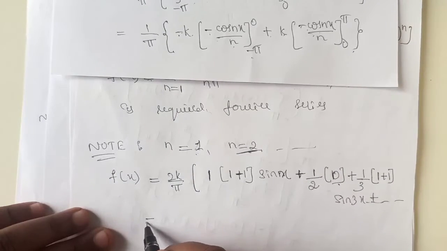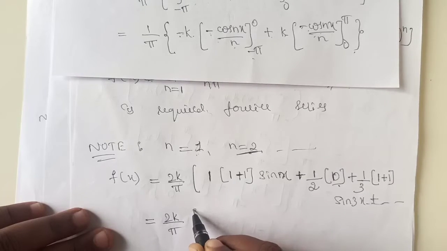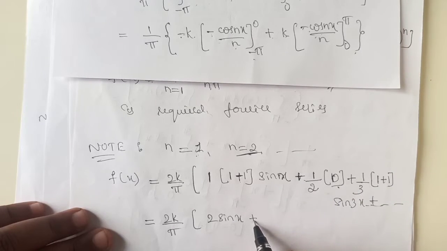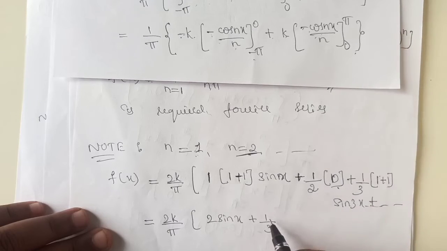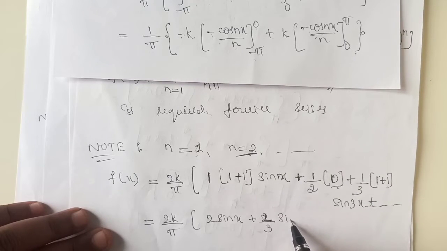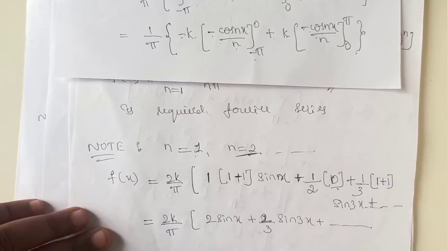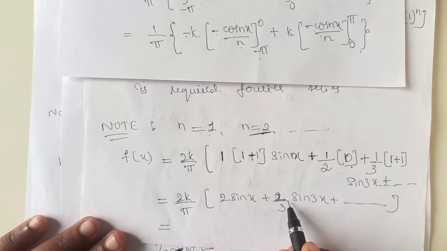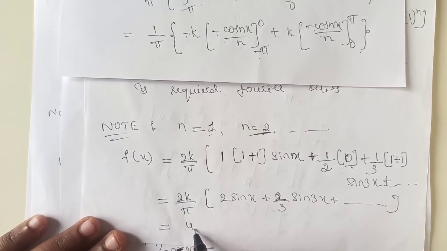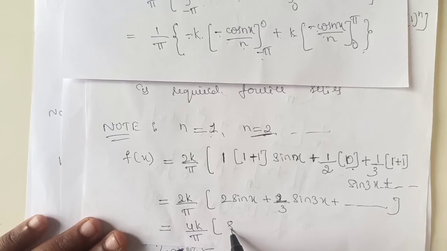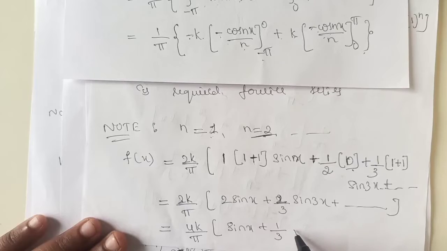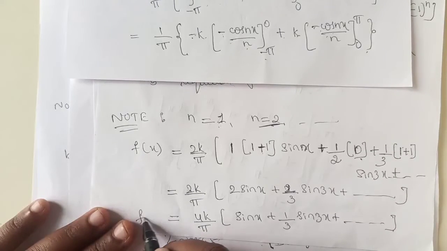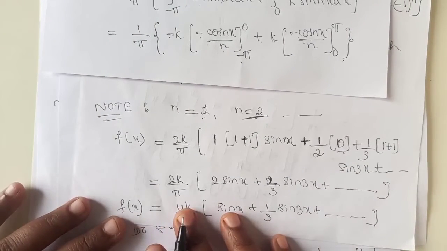So further simplifying this one we get 2k by pi, 1 plus 1 is equal to 2 sin x, so this is 0, plus 1 by 3, so that is 2 by 3 sin 3x and so on. Or in each case we get 2 common, on taking 2 common it becomes 4k by pi, here we get sin x plus 1 by 3 sin 3x and so on. Okay, so in the exam sometimes they may ask that show that like this.